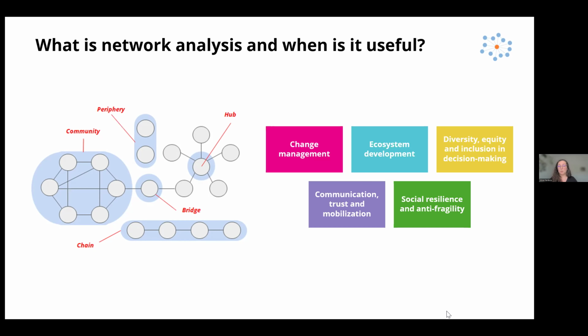Once we have that network mapped, we are going to identify the key organizations with which we can co-create the future of that particular community. So change management, ecosystem development, anything that has to do with social resilience and anti-fragility.